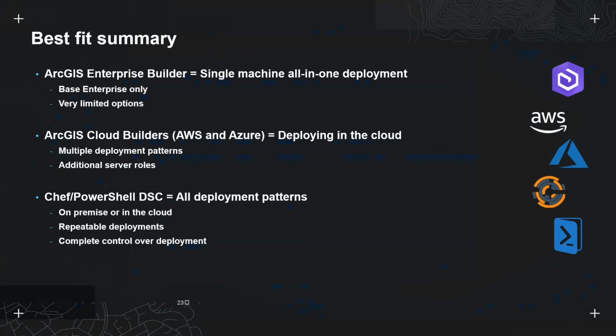The cloud builders for Azure and AWS are perfect for deploying into the cloud. You can deploy multiple enterprise patterns and additional server roles. However, you're limited to the patterns supported by the builders, and you do need some understanding of your chosen cloud platform. Chef and PowerShell DSC are your Swiss Army knives for automated enterprise deployment. You can deploy virtually any enterprise pattern. The deployments are extremely repeatable across different environments, and you have complete control. However, you do need to know more about enterprise than you do with the other options.